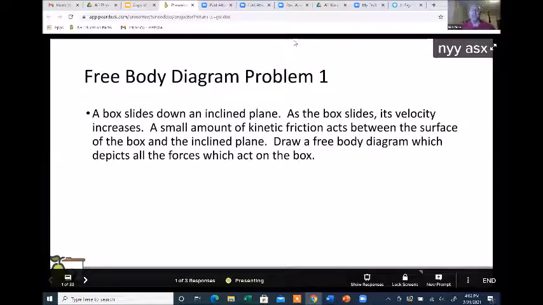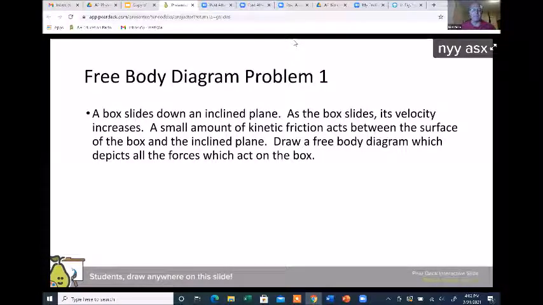Some of you, I recognize your names, were here last week, and we spent a lot of time looking at free body diagrams. So we're going to quickly review those. So I would like you guys to draw on your screen, the Pear Deck screen, and try to draw a free body diagram for problem number 1 that you see now.